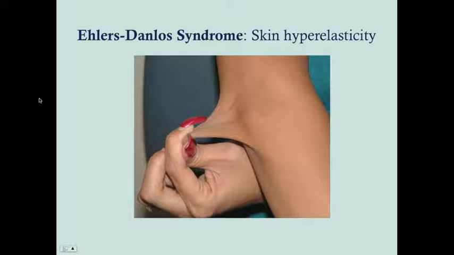Skin hyperelasticity is another thing you'll see in type 1 and 2, well, sorry, classic and hypermobility EDS.